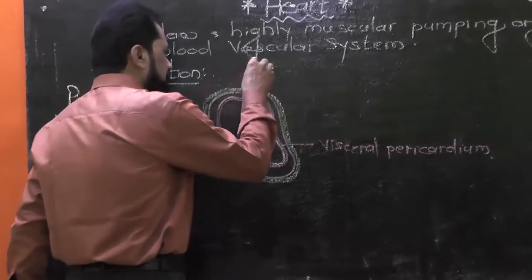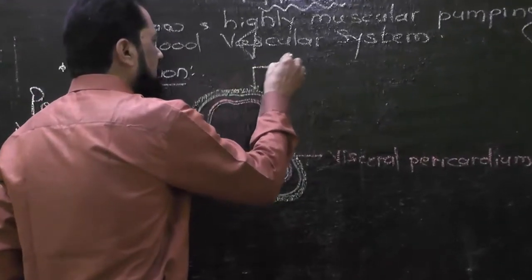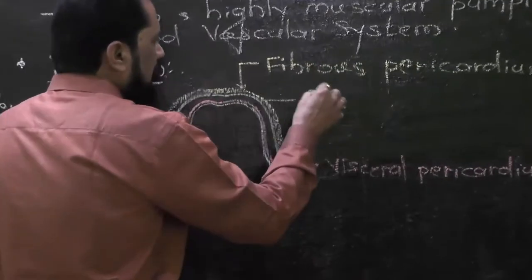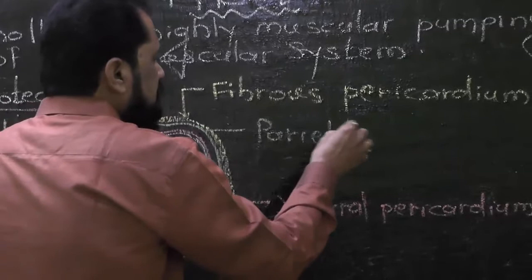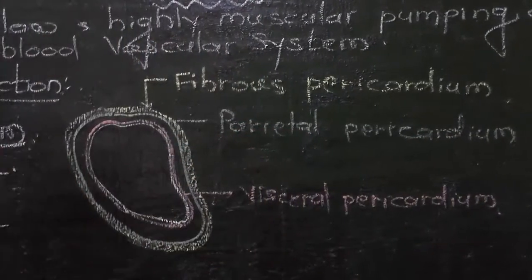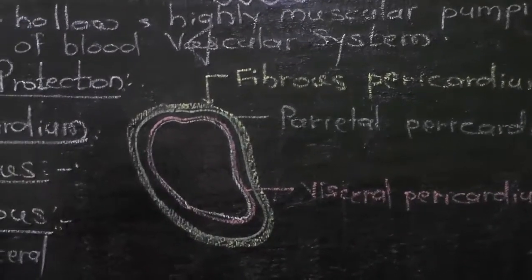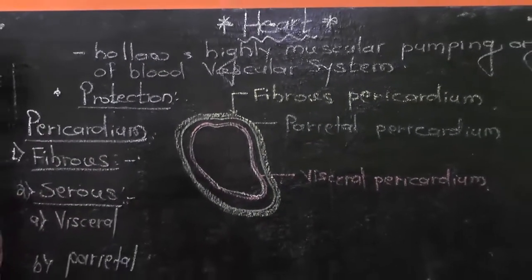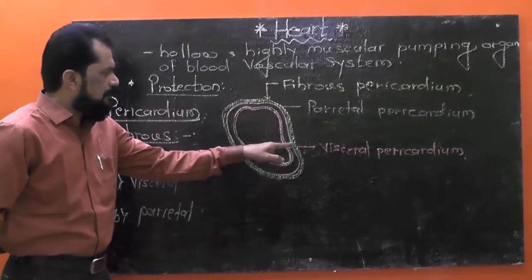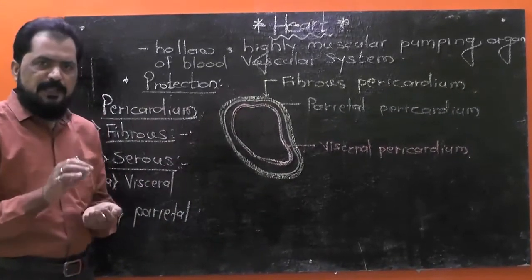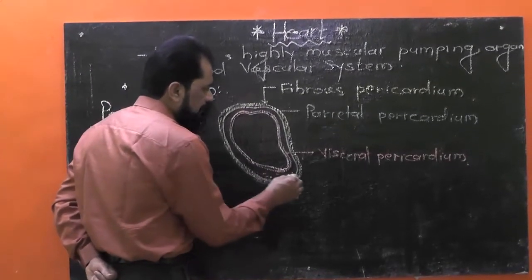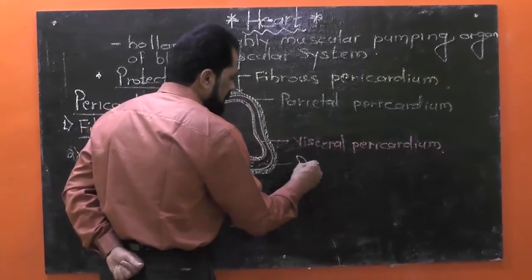You can see here is the fibrous pericardium. Here, parietal pericardium. You know that the parietal pericardium and visceral pericardium together are known as the serous pericardium. Now, in between visceral pericardium and parietal pericardium, there is a little space known as pericardial space.